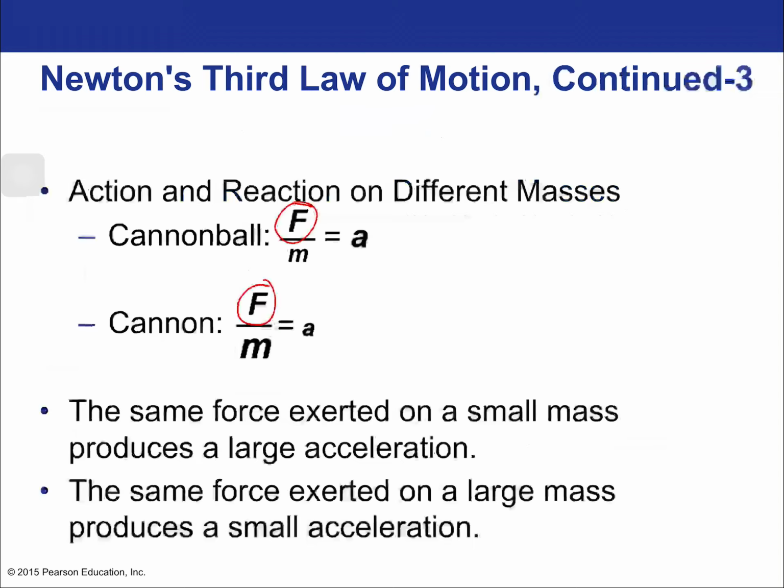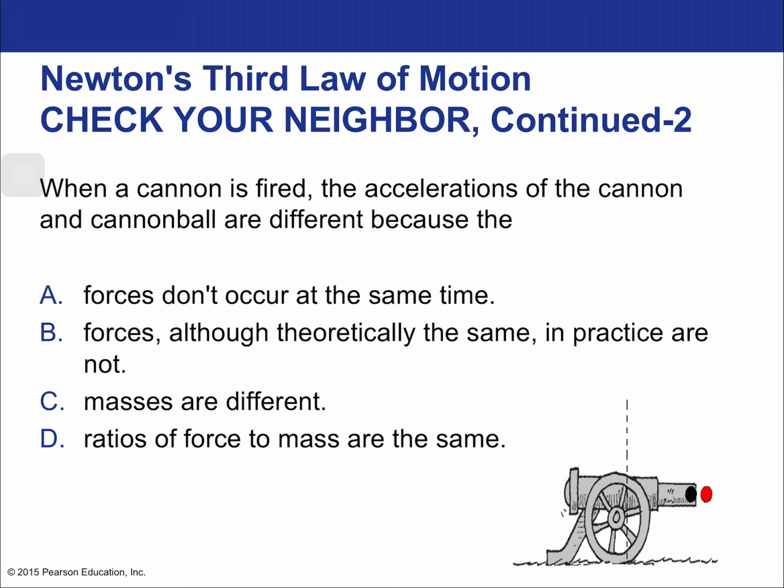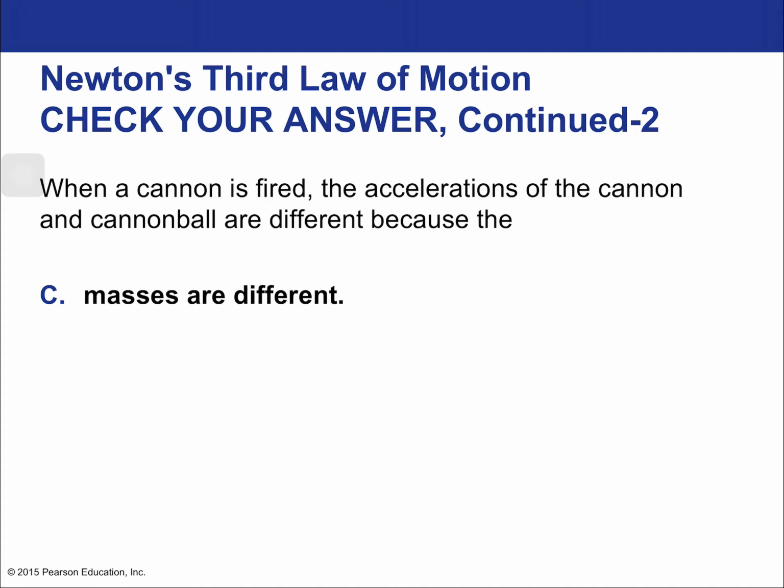All right, but here's the thing. The cannonball has a small mass, as indicated by a small font on the M. The cannon has a large mass, as indicated by the large font. That means the cannon experiences a small recoil acceleration. So it gets kicked back, but not nearly as much as the large forward acceleration of the cannonball. And the bullet points below reiterate what I've said. So when a cannon is fired, the acceleration of the cannon and cannonball are different simply because the masses are different.